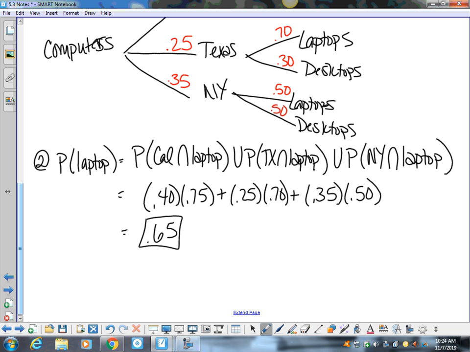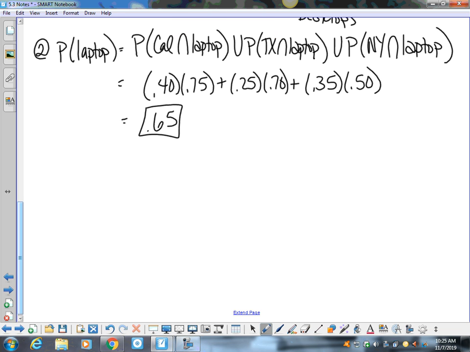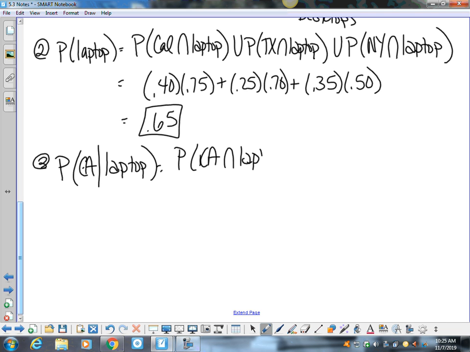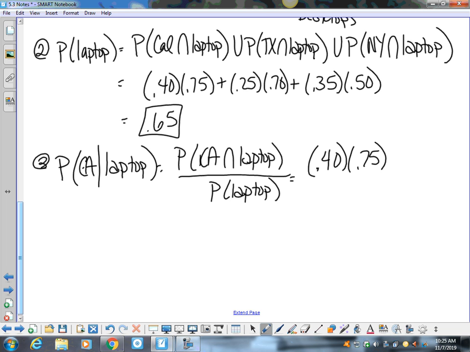So 65% probability that the computer is a laptop. Okay, now pause, go do number 3, and then hit play when you're done. So 46.2%.